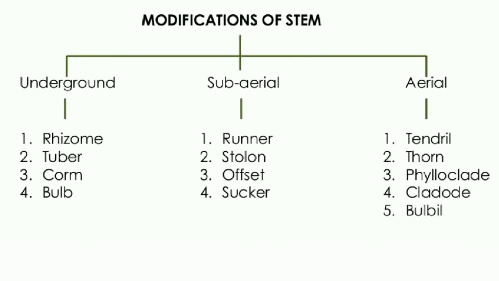And lastly, we shall have a brief idea about modifications of the stem. That is, we can divide into three categories. Firstly, underground modification of the stem, subaerial modification of the stem, and aerial modification of the stem. Coming to underground modification, we have four types: rhizome, tuber, corm, and bulb. Under subaerial modifications, we have runner, stolon, offset, and sucker. Under the aerial modification, we have tendril, thorn, phylloclade, cladode, and bulbil. Like that, we have many types of modifications of stem.